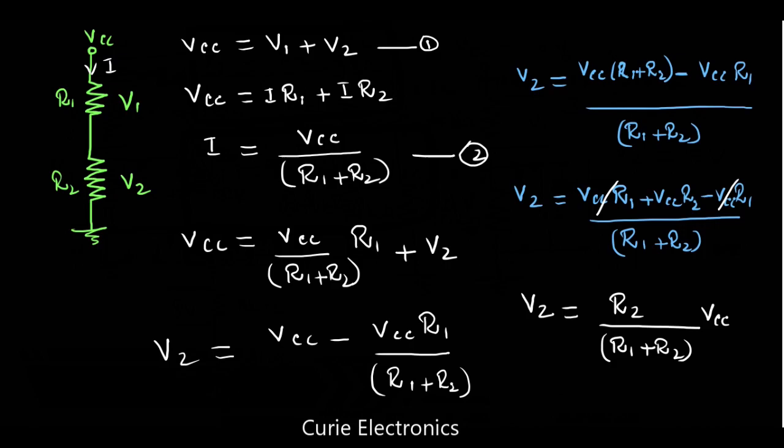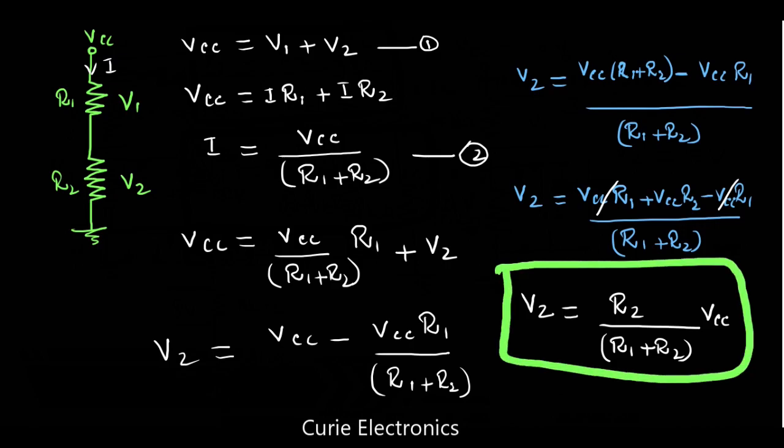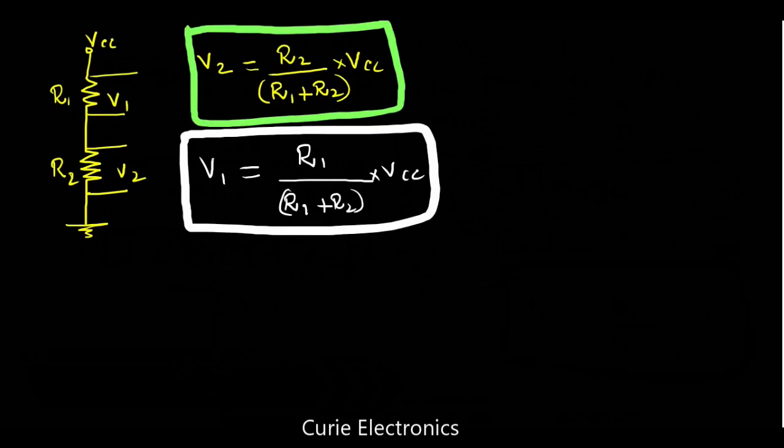So we have derived the same equation which I wrote some time back. Similarly, you can derive V1 also. So you got the idea of the potential divider. Now let's see what if there are more than two resistors. Let's take one example for that.